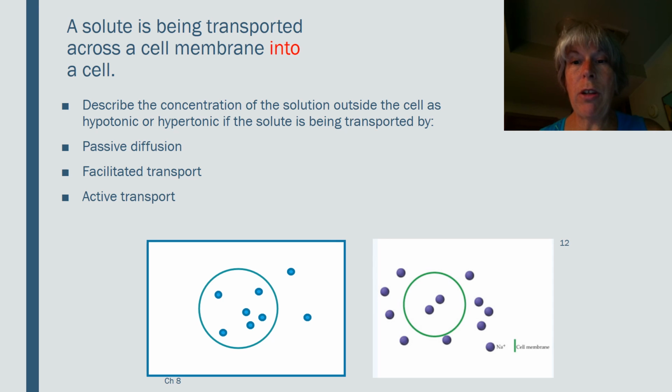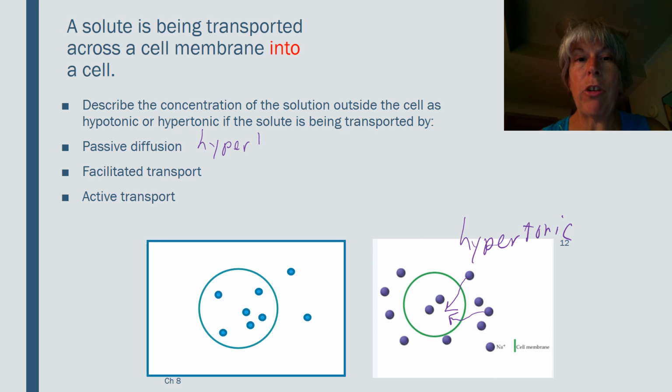In passive diffusion, we would have the example on the right where if the solute is going into the cell, it would have to be coming from an area of higher solute concentration to an area of lower solute concentration. Now, is this solution surrounding the cell hypertonic, hypotonic, or isotonic? Well, since it's a more concentrated solution, it would be a hypertonic solution. Remember, hyper means high. So in passive diffusion, you would have the solute in a hypertonic situation.